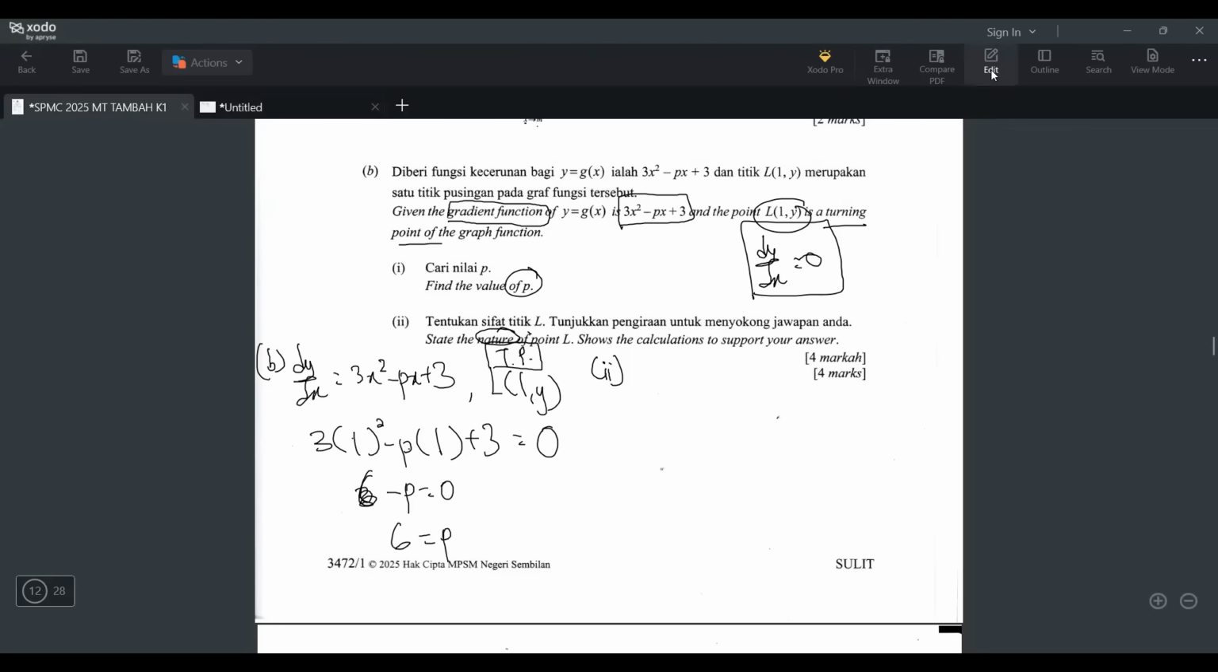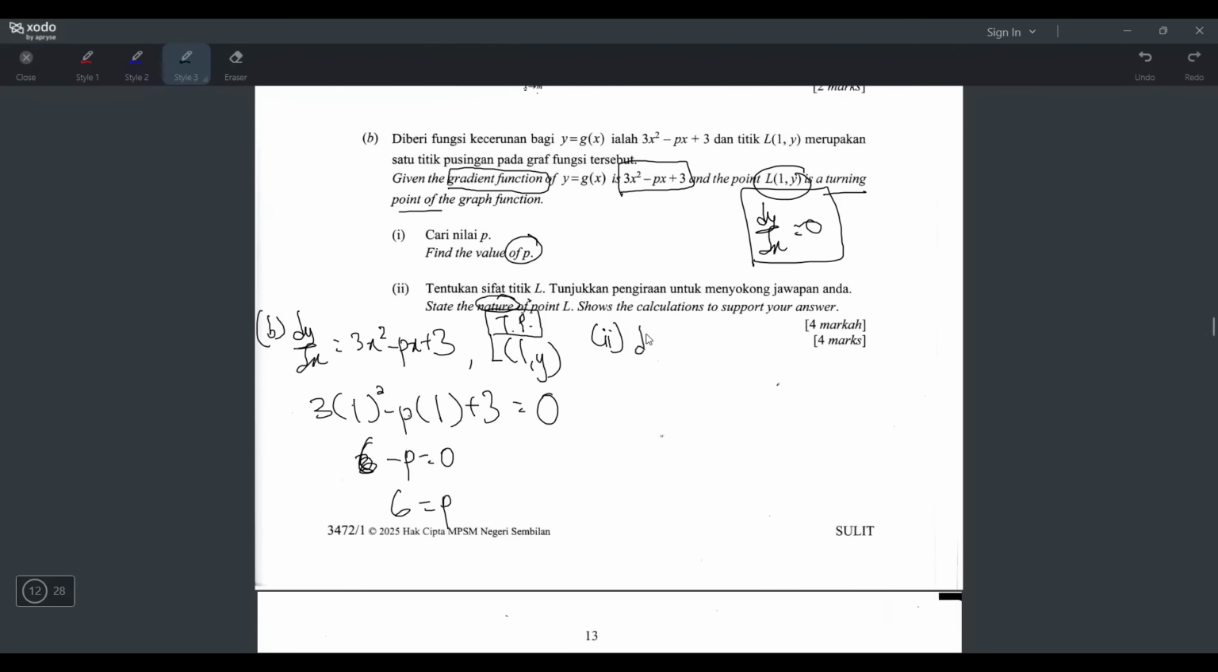Now let's try to find the nature. So I think we have to find the second derivative, d2y over dx2. I will just continue from here and differentiate one more time, because d2y/dx2 means you differentiate twice. This is already after differentiating once. So if you differentiate this again, then you get the second derivative. Differentiate 3x squared, which is 6x. Differentiate negative px, but your p is 6, guys, so it will be differentiate negative 6x, which is negative 6. And then differentiate 3 is 0.